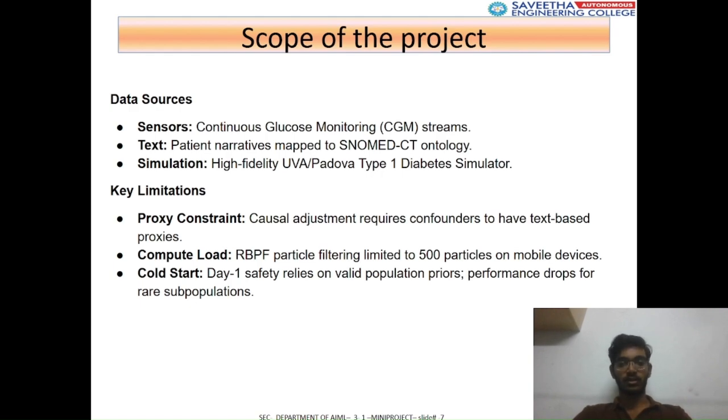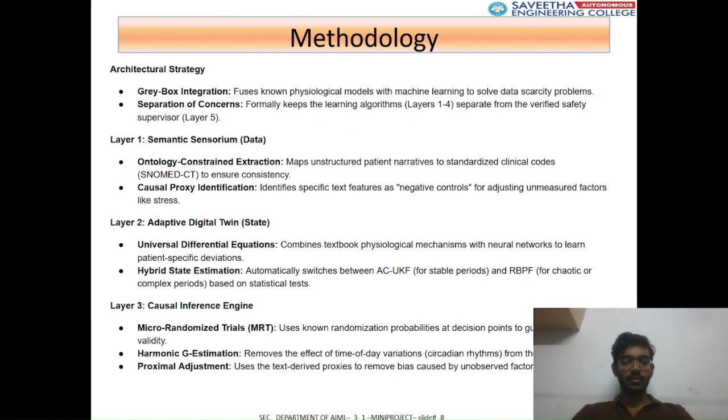It doesn't involve real-world clinical trial data, so that's our future work. The architectural strategy involves a gray box architecture, where we use two of the layers for combination of the predictions, which keeps the learning algorithms from layers 1 to 4, and the safety supervisor includes layer 5. Layer 1 is the semantic sensorium, which takes the input data, and then the adaptive digital twin, which replicates the patient's health condition in a computer state.